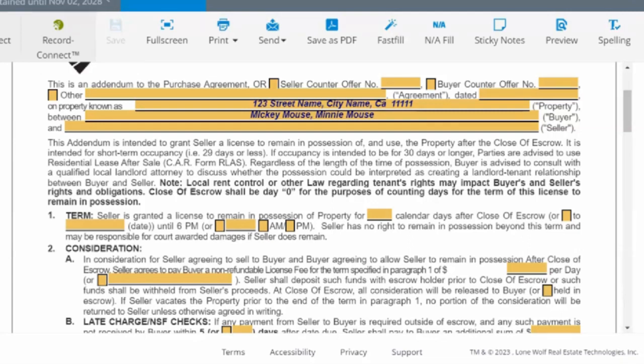It's just intended to be, hey, I need a few more days to pack my stuff and get moved. But we just have to be careful about what laws come into place inadvertently, right? And so what we want to do, the first thing that we're going to fill out is the term. Under the terms, we're going to identify either how many days they can stay after the close of escrow or a specific date that they can stay.